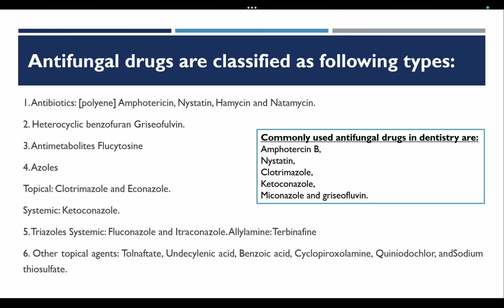Antifungal drugs used in dentistry commonly are amphotericin, nystatin, clotrimazole, ketoconazole, miconazole, and they are also classified by category, such as the antibiotics: amphotericin, nystatin, hamycin and natamycin. Also, we have the azoles, which are commonly used in dentistry as topical or systemic agents, and some other agents.